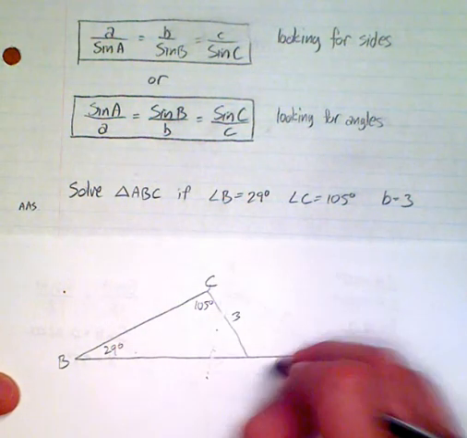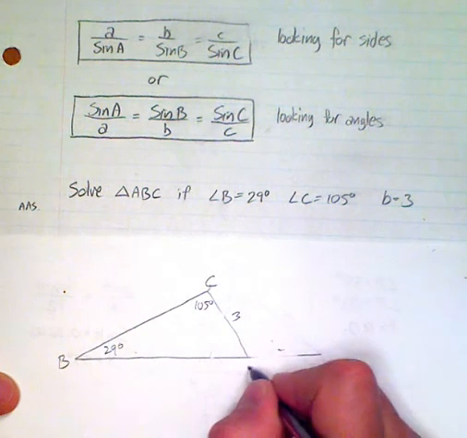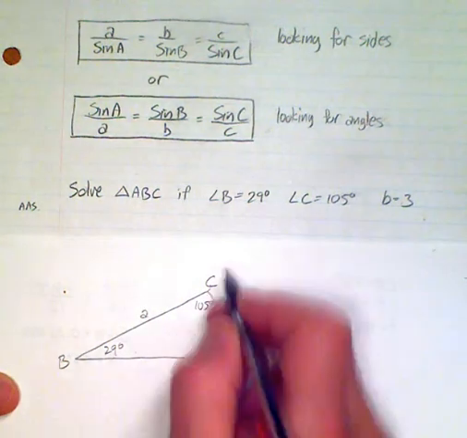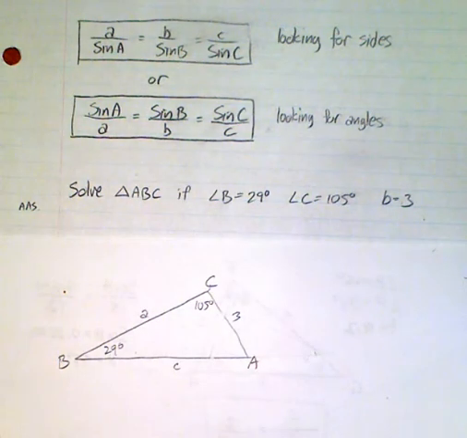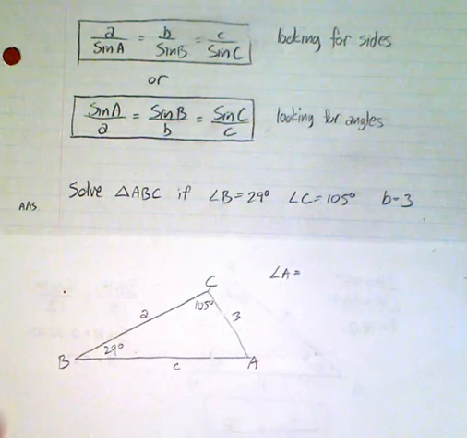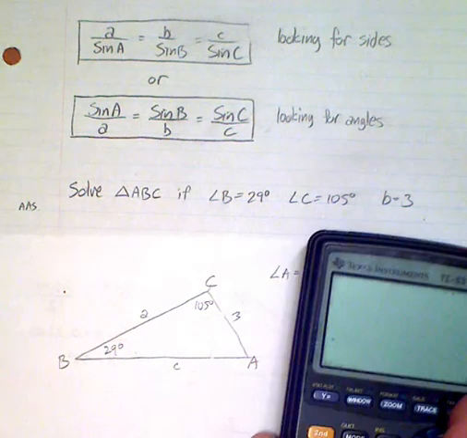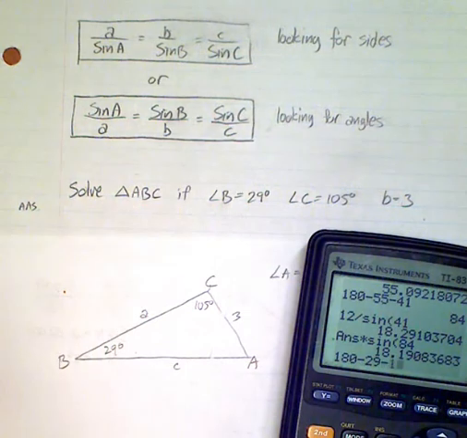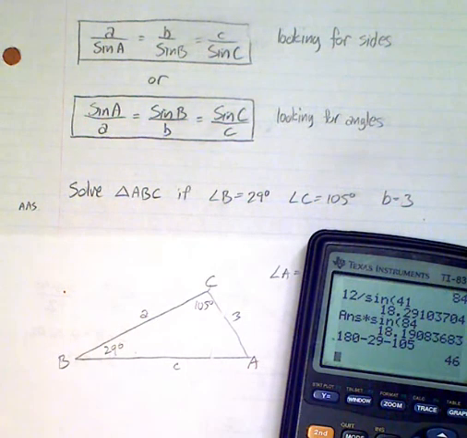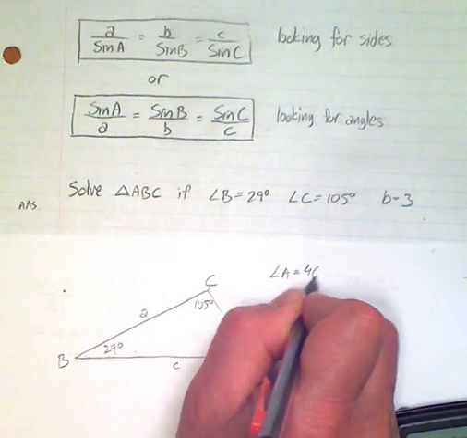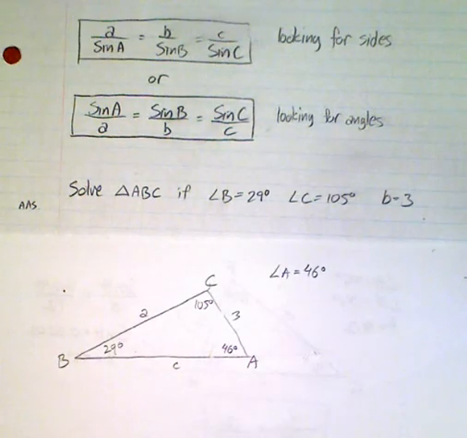So what we're looking for is the size of angle A, and the size of side A, and the size of side C. One of those is super easy to find right away, hoping that you can see that it's angle A, since angle A is equal to 180 minus these other two angles, okay? So it's 46 degrees. So let's just put that in there, make it easier to see the diagram. So we've got 46 degrees, okay?